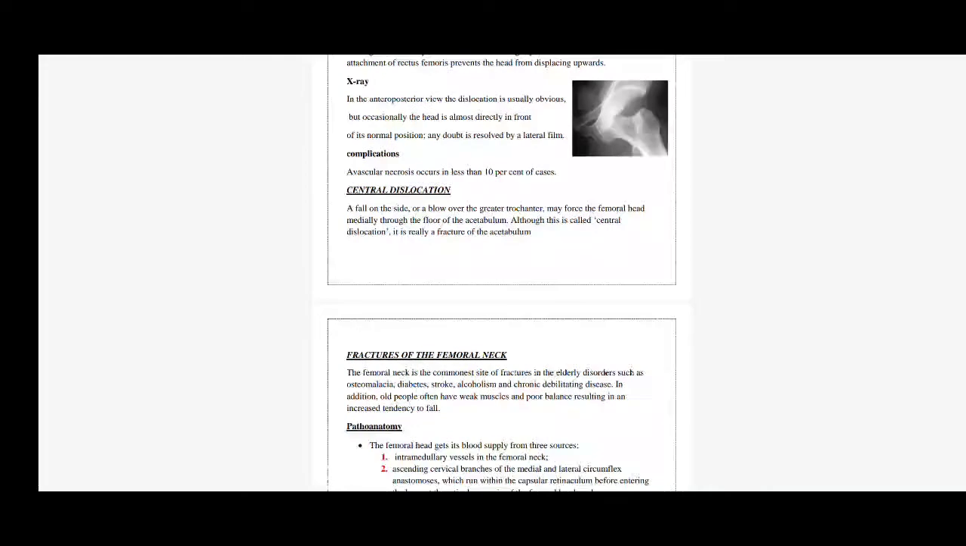Central dislocation, which is associated with the acetabular fracture, occurs when the greater trochanter is hit from the side and the head of the femur is forced inside the socket. It's called central dislocation.